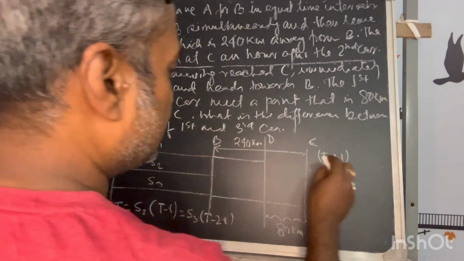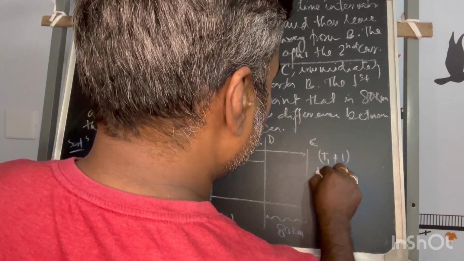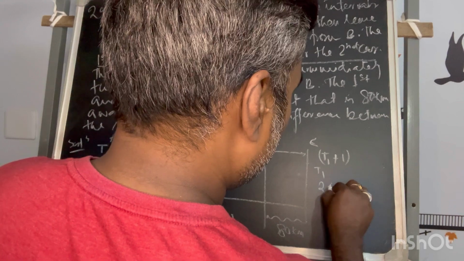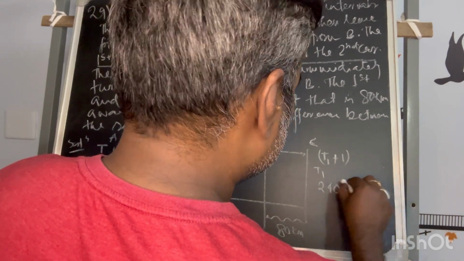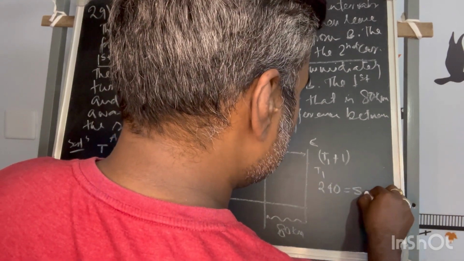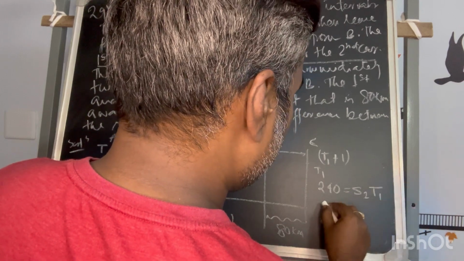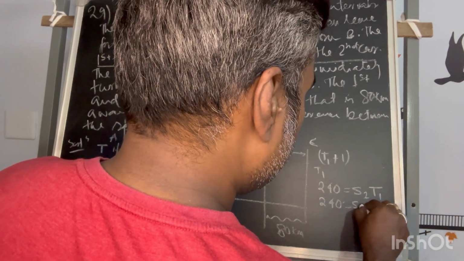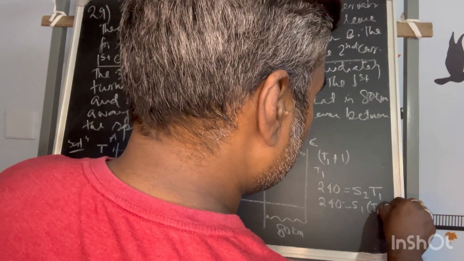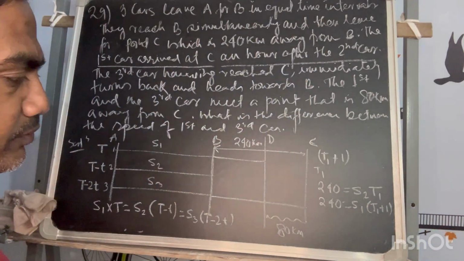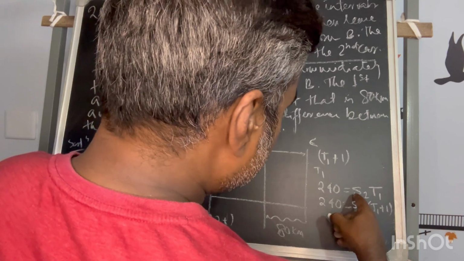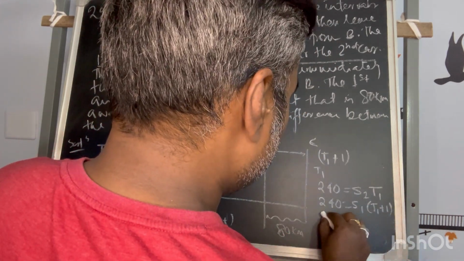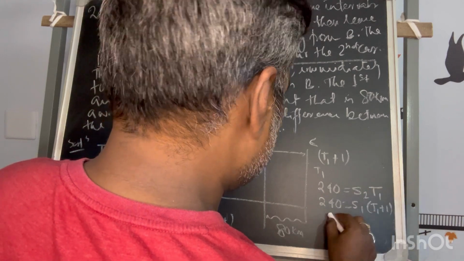So I have assumed the second car is moving in T1 time, so the first car will take T1. For them, 240 kilometers will move: S2 into T1 for the second car, and for the first car it will move S1 into T1 plus 1 hour. One hour more it will take. So from there, S2 into T1 is equal to this much. So we can build the relation there.